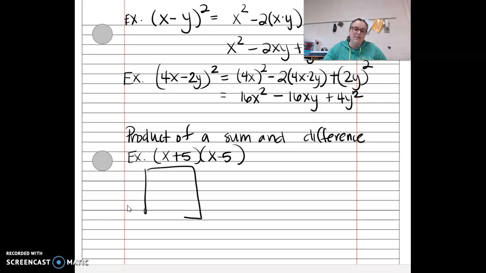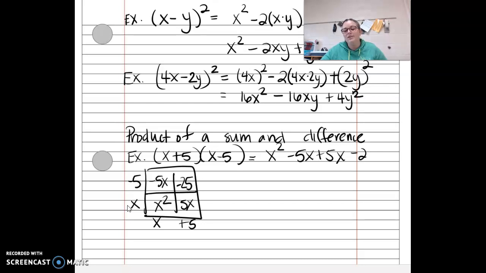If we were to set up this box, I end up getting x plus 5, x minus 5. Area of the bottom left box would be x squared. X times negative 5 would be negative 5x. X times 5 is positive 5x. And then I have negative 5 times positive 5, negative 25. So if I write out all my terms here, I get x squared minus 5x plus 5x minus 25. Your two middle terms end up canceling out, leaving behind x squared minus 25. So this is a fun rule here.